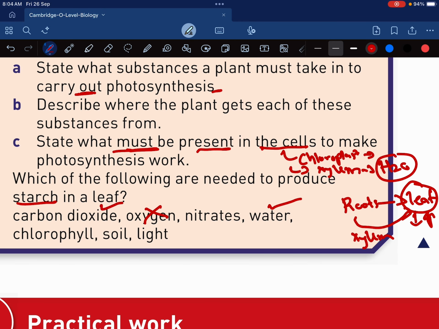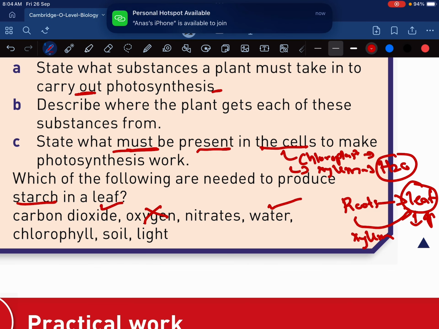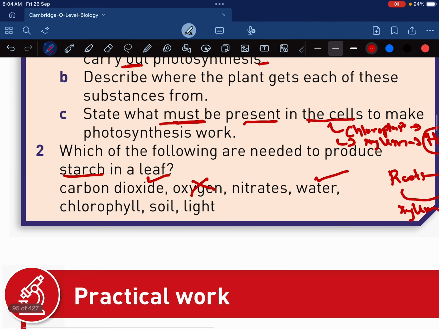Why don't we need oxygen? We don't need oxygen because oxygen is just the product of photosynthesis. It's not a need of photosynthesis, right? Do we need chlorophyll? Yes, we need chlorophyll. Why? To absorb the sunlight, to carry out photosynthesis. Do we need soil? Yes. Why do we need soil? Because from here we get H2O. We need soil and we need sunlight.